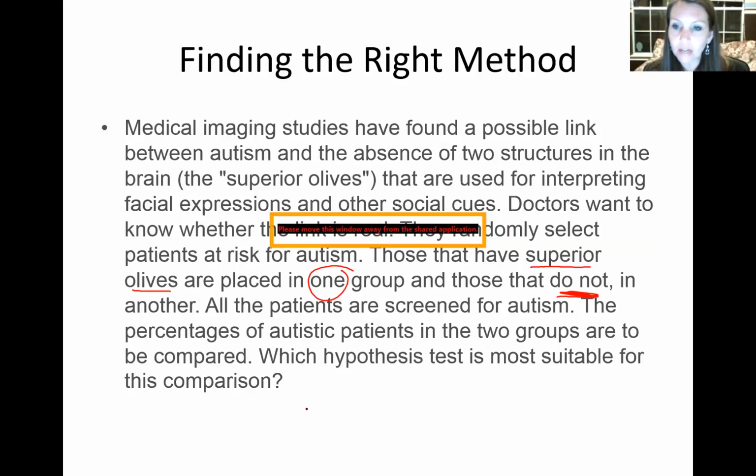Whether or not you have autism, that's going to be a categorical variable. So we have a categorical variable, and as we just described, we have two groups, the superior olive group and the no superior olive group. So if we have two groups and a categorical variable, then that leads us to two proportions.